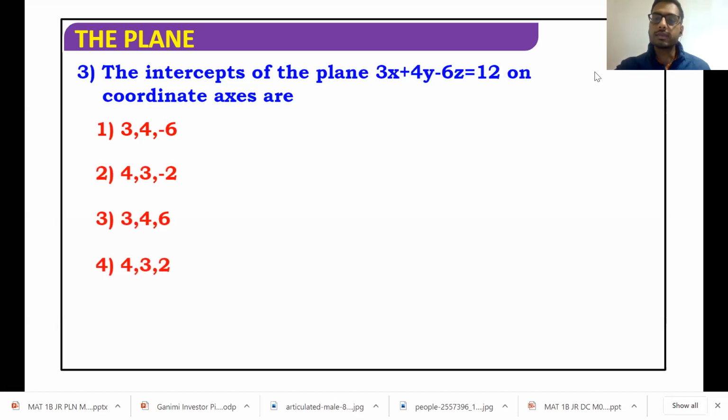So very easy, simple. What you're going to do is you're just going to divide throughout by 12 and then take 3 on its denominator. So 12 upon 3 would be 4. 12 upon 4 would be 3, and 12 upon minus 6 would be minus 2. So the answer is 4, 3 and minus 2, or it will come in the form of x upon 4, 1 by 3 into y, and minus half into z. So compare that with x by a plus y by b plus z by c is equal to 1. Still you'll get answer as 4, 3 and minus 2.